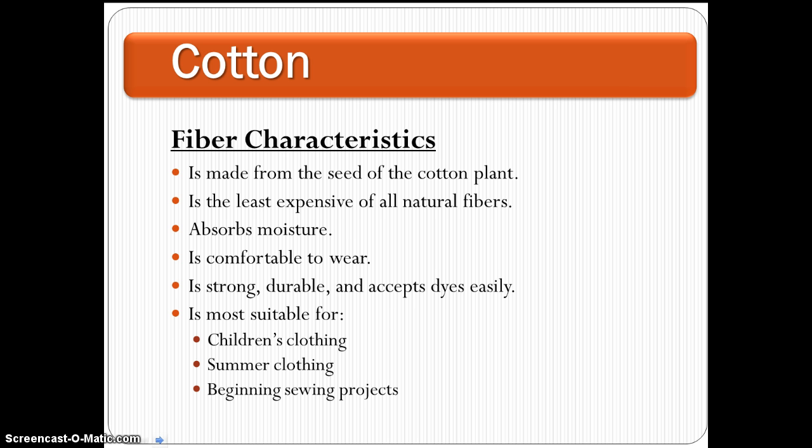Cotton's fiber characteristics: it is made from the seed of the cotton plant. It is the least expensive of all the natural fibers. It absorbs moisture wonderfully. Because of that, it's very comfortable to wear. It's a strong, durable fiber, and it accepts dyes easily. It accepts the dyes because it absorbs moisture. It's used mostly in children's clothing, summer clothing, and it's perfect for beginning sewing projects.